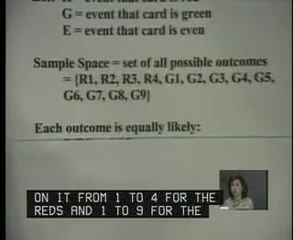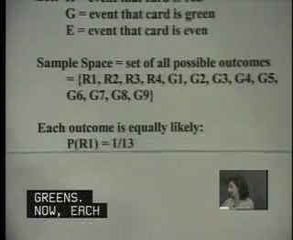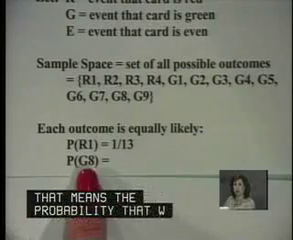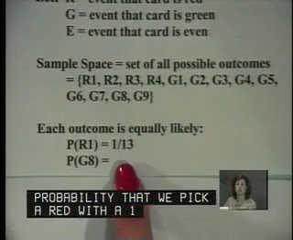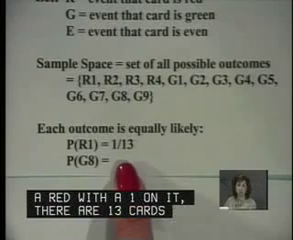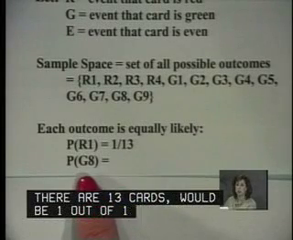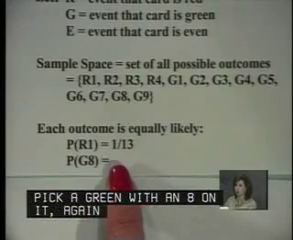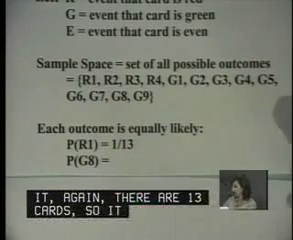Now, each outcome is equally likely. That means the probability that we pick a red with a 1 on it, there are 13 cards, would be 1 out of 13. The probability that we pick a green with an 8 on it, again, there are 13 cards, so it would be 1 out of 13 again.